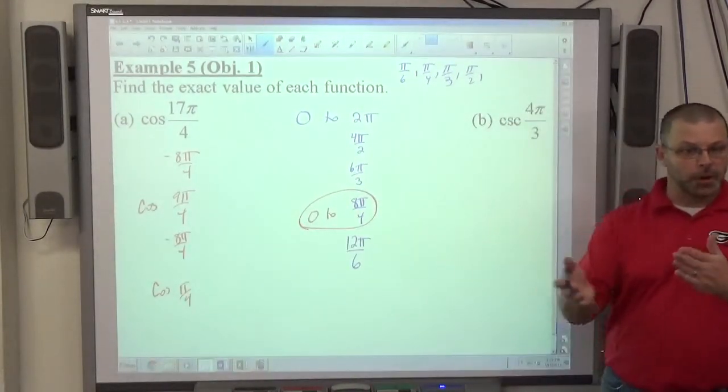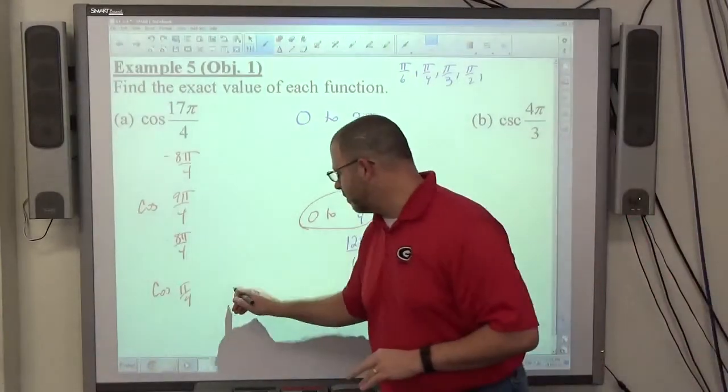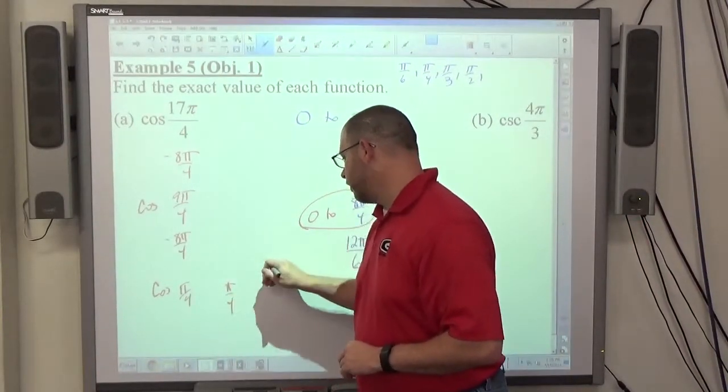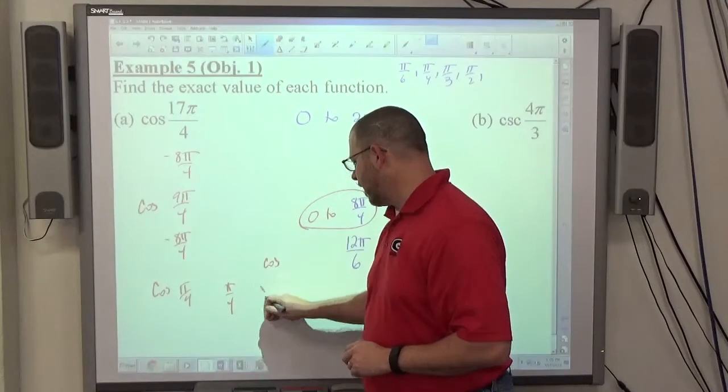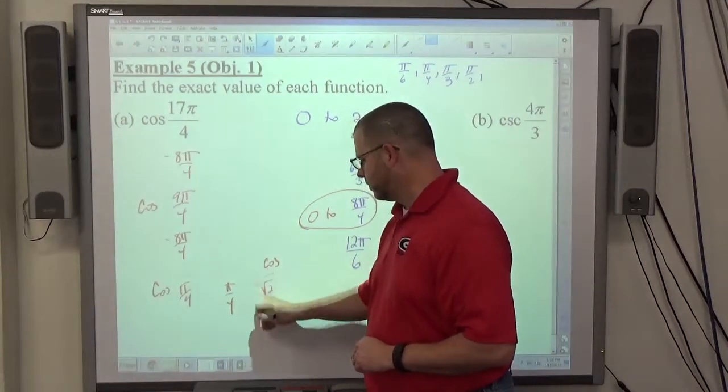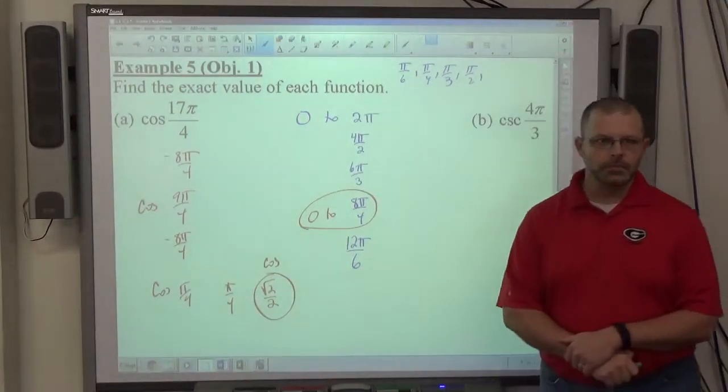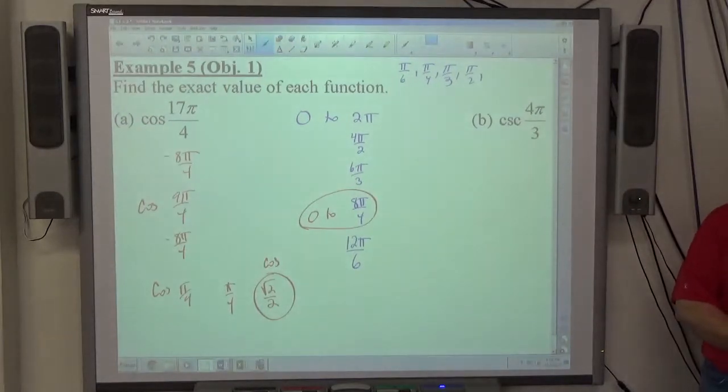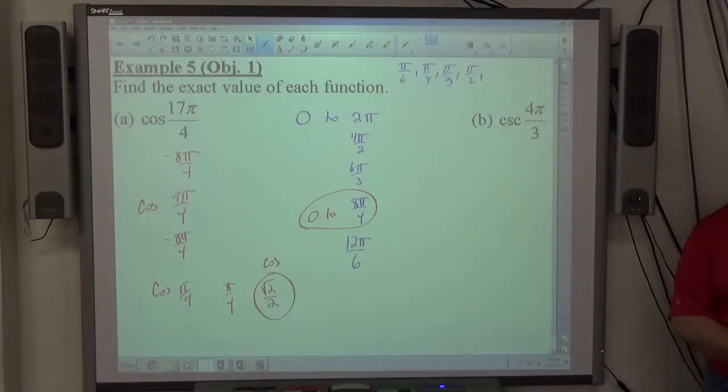So now I'm able to go to my sheet. I find the pi over 4 radian measure, I scroll on over to the cosine, and I notice that's the square root of 2 over 2. That's exactly the same question as problem B on the first one. It was cosine of 45 degrees. 45 degrees and pi over 4 radians are the same, so it happens to be the same answer.